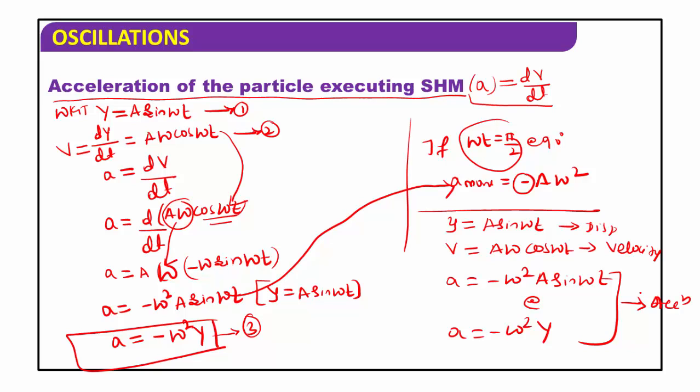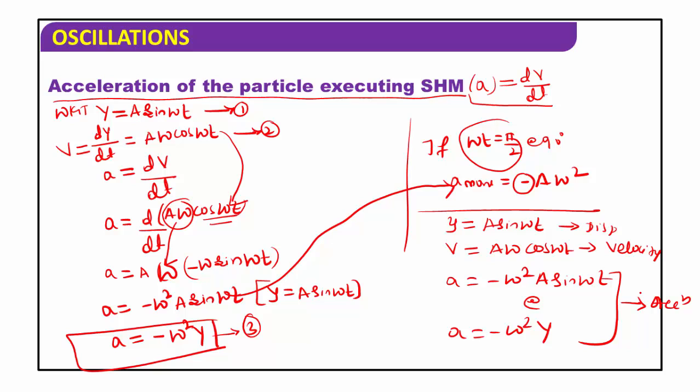These three formulas are very important for your competitive exam. y equal to a sin omega t, v is equal to a omega into cos omega t, and a is equal to minus omega square into a sin omega t, or a equal to minus omega square into y. These are the acceleration, velocity, and displacement of simple harmonic motion. Simple harmonic motion means the acceleration of the particle at any instant of time is directly proportional to displacement from the mean position, and it is always directed towards the mean position.